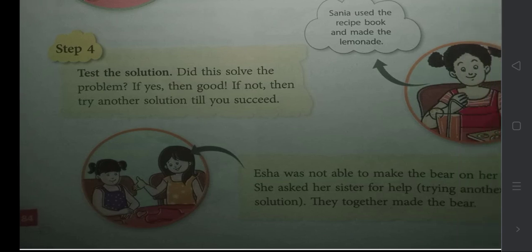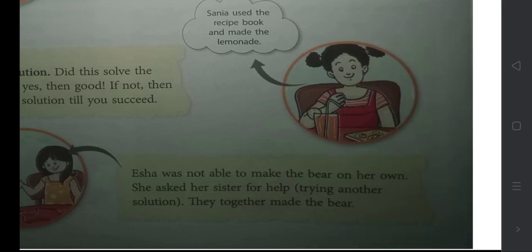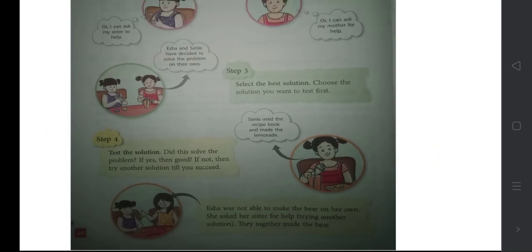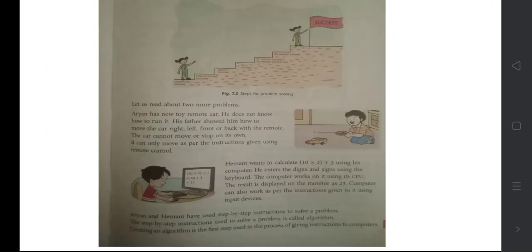Isha was not able to make the bear on her own. She asked her sister for help, trying another solution. Together they made the bear. So have you seen how these two girls made the solution clear? The same way our thinking can bring us many solutions.